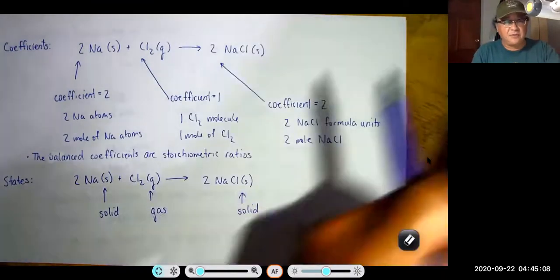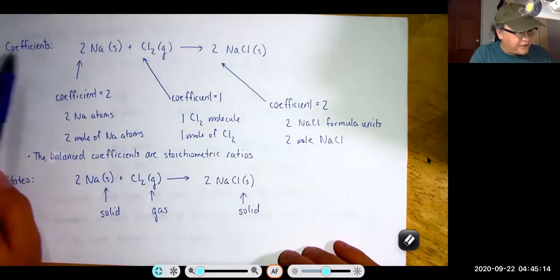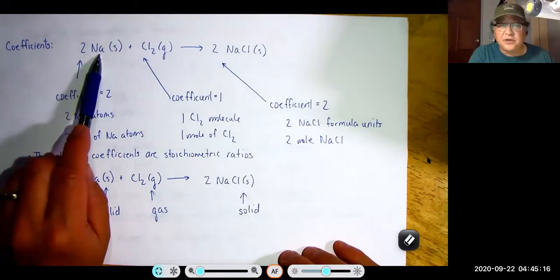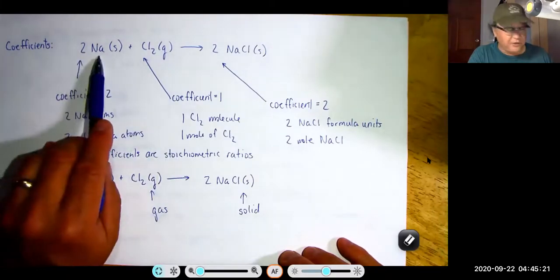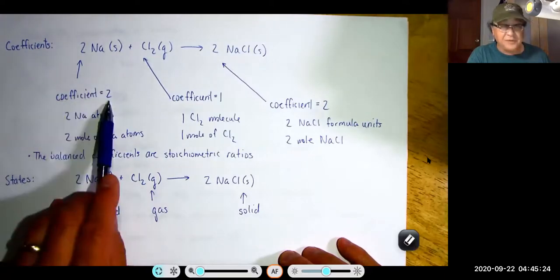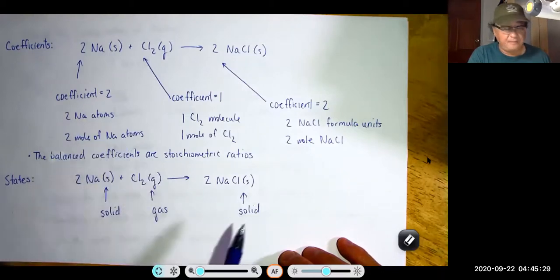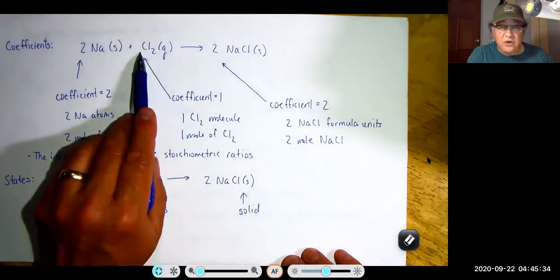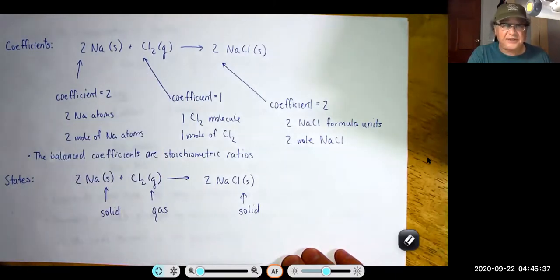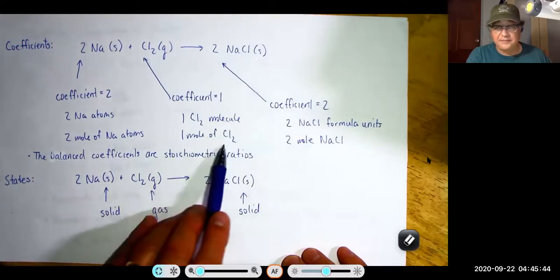So here's the same chemical reaction, and the focus now is on these things called coefficients. Coefficients tell you how many you have of a particular substance. So here, this substance is a pure element, sodium. The coefficient is 2, which means 2 sodium atoms, but it could also mean 2 mole of sodium atoms. And here, the coefficient is 1. If we don't write a number in front of the substance, the coefficient by default is 1. So this is 1 chlorine molecule, or 1 mole of chlorine.